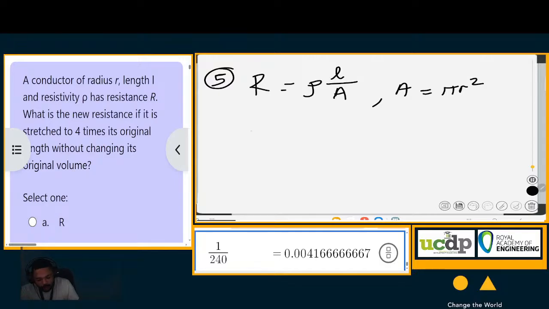Now, let's say this is the new length, L prime. The conductor is stretched to 4 times its original length, so L prime is now 4 times L. The volume stays the same. V initial is equal to V final, right? Now quadrupling the length forces the cross-sectional area A prime to shrink by a factor of 4.